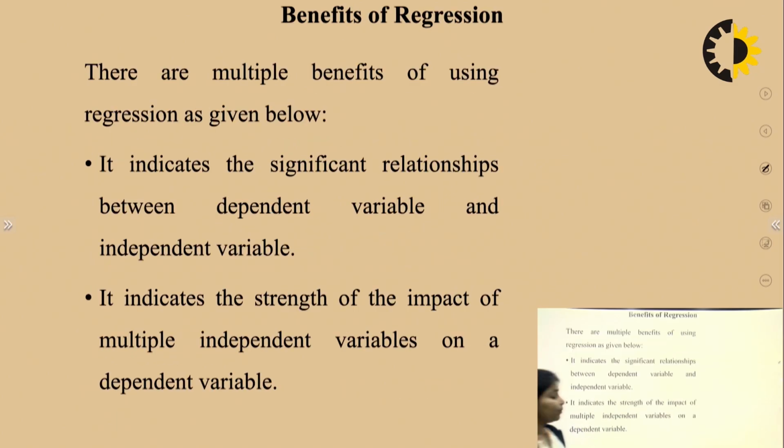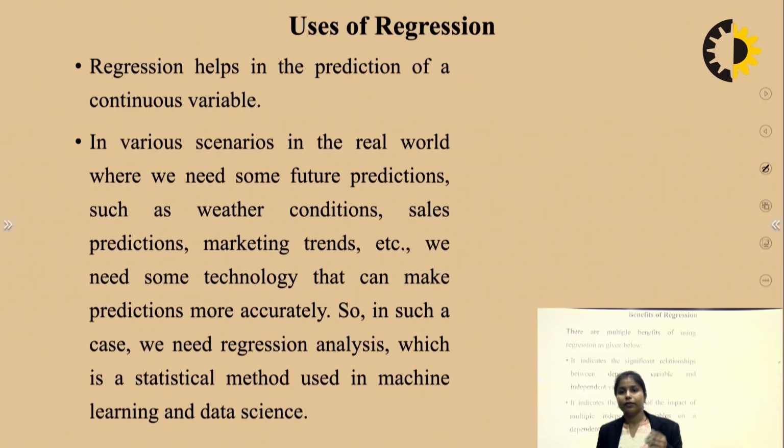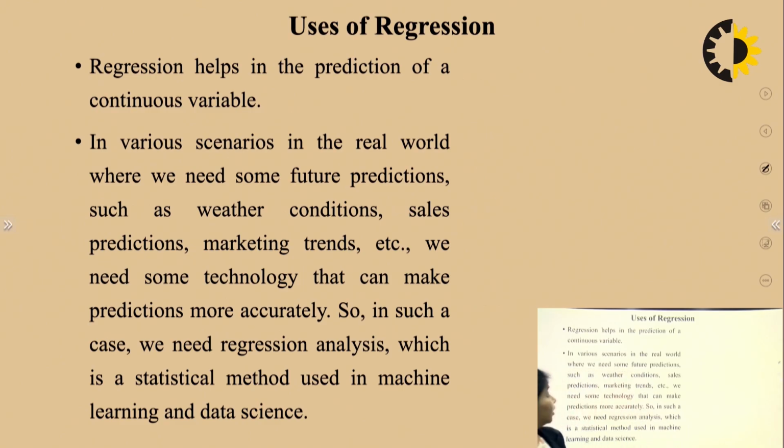So what are the benefits of regression modeling? Some of the benefits are that it shows the relationship between dependent and independent variables, and it indicates the strength of the impact of multiple independent variables on a dependent variable. Next are the uses of regression modeling. It is used in real world scenarios, such as weather conditions, sales prediction, and marketing trends. So many fields use regression modeling.